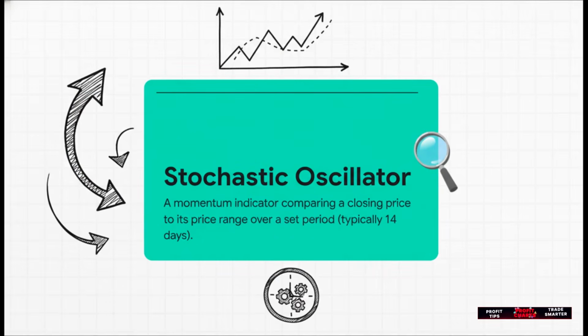You know, this tool was developed way back in the 1950s by a guy named George Lane. And his whole idea was that the stochastic doesn't follow price, not directly. It follows the speed of the price, its momentum. And his genius insight was that momentum almost always changes direction before the price does. That's the edge it gives us.